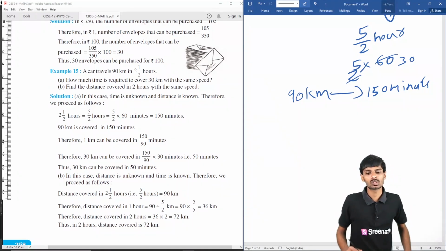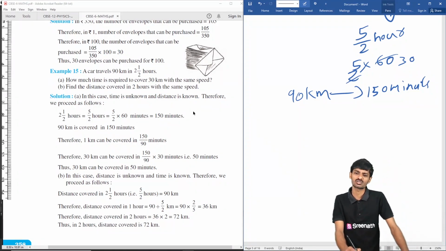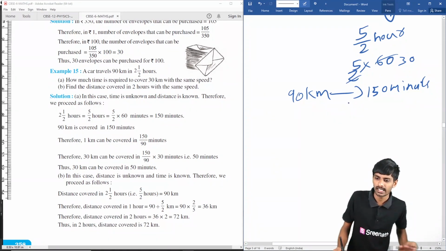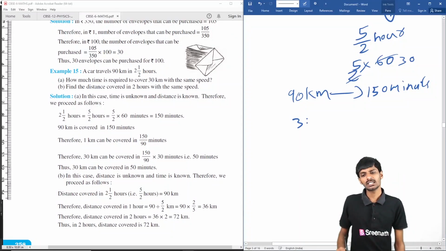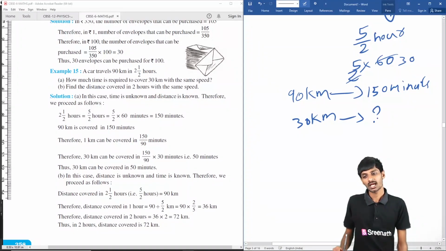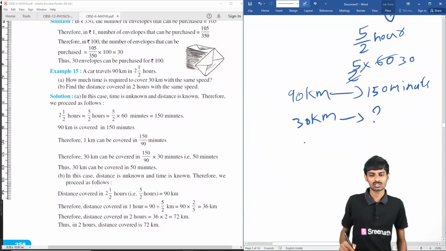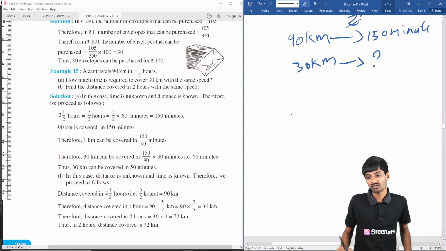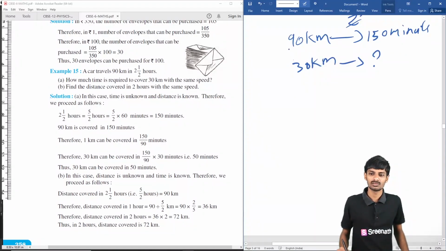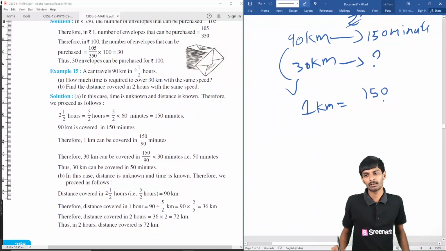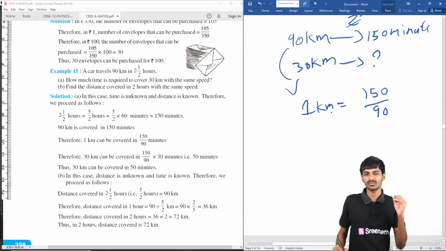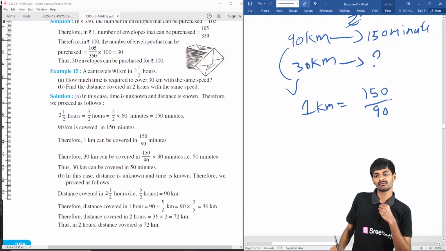How much time is required to cover 30 kilometers? In 90 kilometers, it has taken 150 minutes. For 30 kilometers, how much time does it take? So we have to find out by the unitary method how much time it takes for 1 kilometer. For 1 kilometer, that is 150 by 90. The 0 will cancel, so it is 15 by 9.